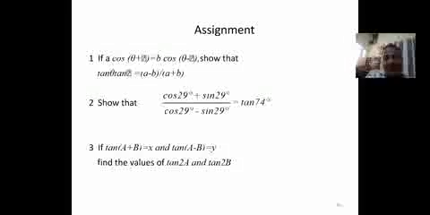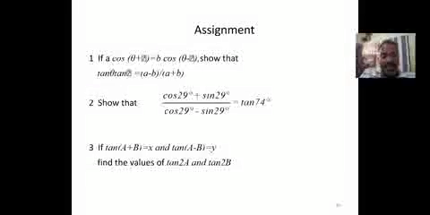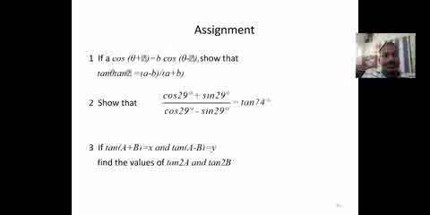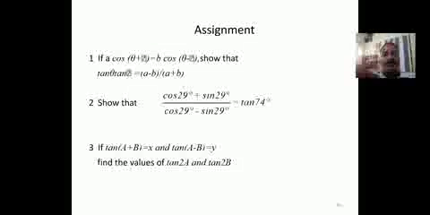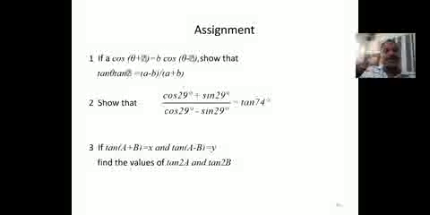For the second one, tan 2b, you can write it as tan of (a plus b) minus (a minus b). So tan of a plus b minus tan of a minus b by 1 plus tan of a plus b into tan of a minus b. So this is (x minus y) by (1 plus xy), which is the tan 2b value.